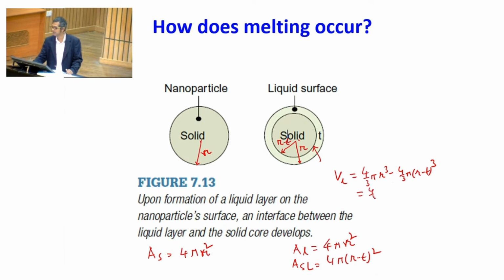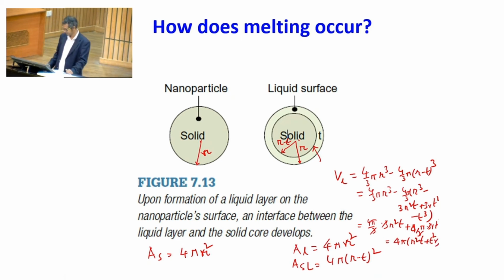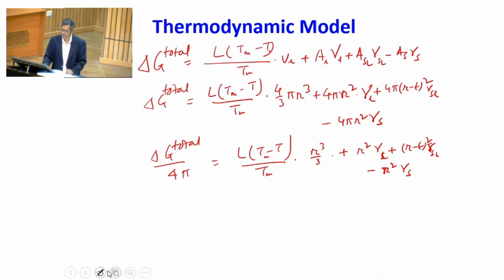So 4/3 pi r cube minus 4/3 pi (r cube minus 3 r square t plus 3 r t square minus t cube), right? This r cube term gets cancelled. What remains is 4 pi by 3 into 3 r square t. We can ignore the other terms, 4 by 3 pi into 3 r t square. The t cube term you can ignore anyway. So 3 gets cancelled, 3 gets cancelled. It becomes 4 pi (r square t plus t square r). Am I clear? So that's what we should use. We should not use this. There's a mistake we have made, so let us correct it.